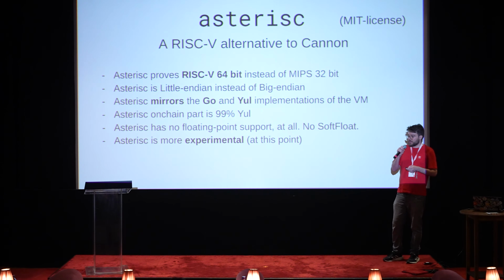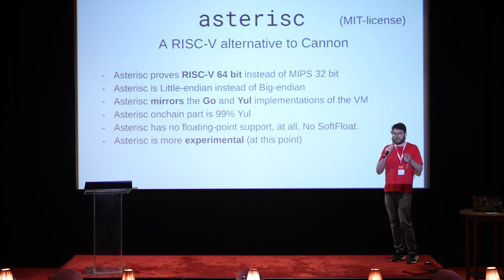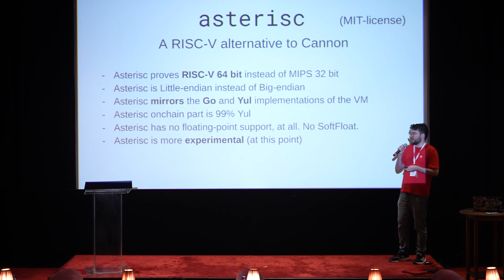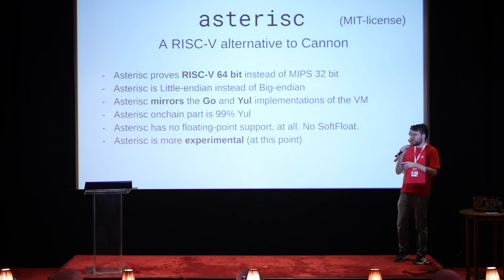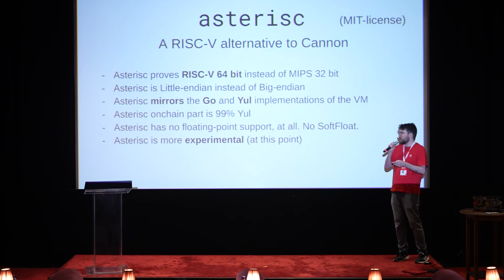And so Asterisk, it's an implementation from scratch. It's completely written in YUL. It's just like this assembly pseudo language mixed into Solidity. Now, Asterisk does not have floating point support. Well, Canon also doesn't really, but the Go compiler does have soft float support for MIPS. So this basically means maybe no machine learning in your programs, no floating point operations, but the EVM does not use any floating points, so this is not an issue.